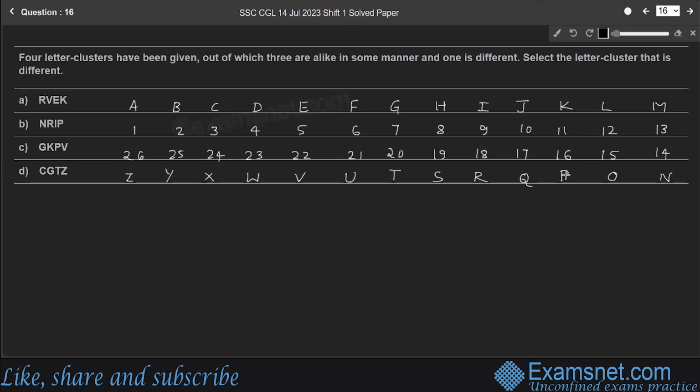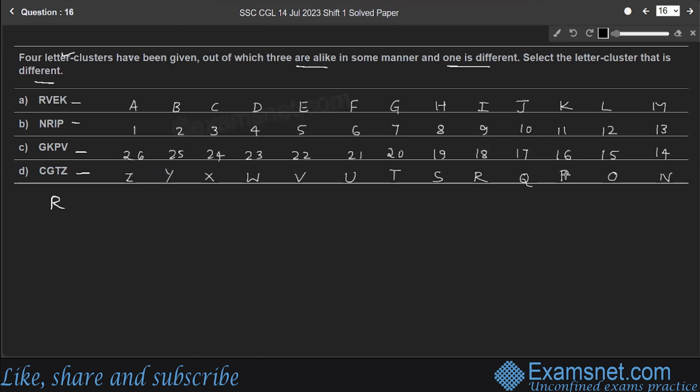Question 16. 4 letter clusters have been given, out of which 3 are alike in some manner and 1 is different. Select the letter cluster that is different. So here are 4 letter clusters. First let us find the relation between them. How are they related?